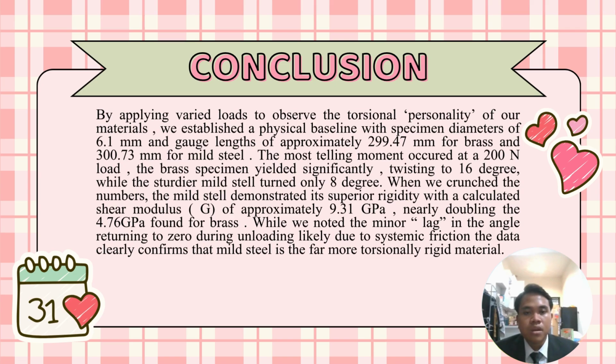When we translated that into the shear modulus, the math backed up what we saw. The mild steel had a rigidity of about 9.31 gigapascal, which is nearly double the 4.76 gigapascal we found for brass. We did notice a tiny bit of lag when we took the weight off, specifically a 4-degree residual angle in the brass, which was likely just friction in the machine. But overall, the data is clear. If you need a material that can resist a twist, mild steel is the far superior choice.